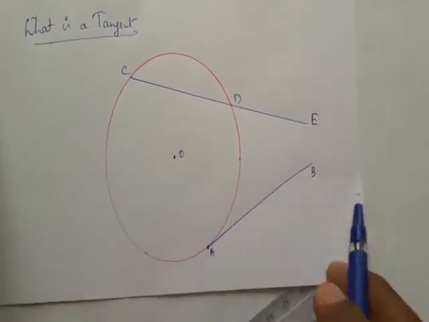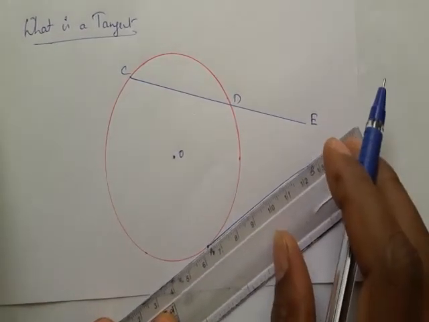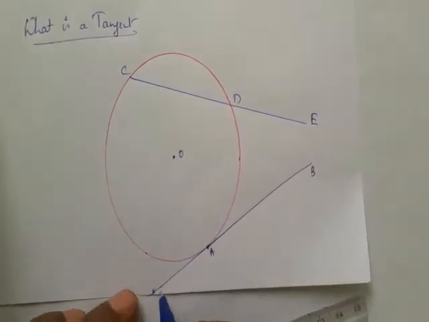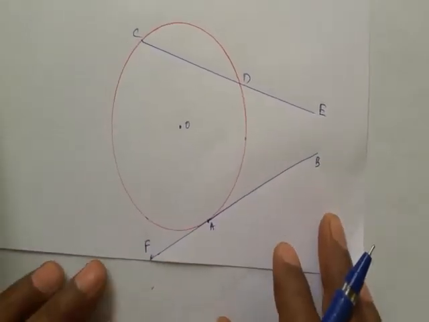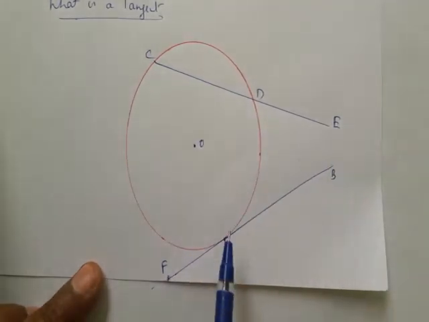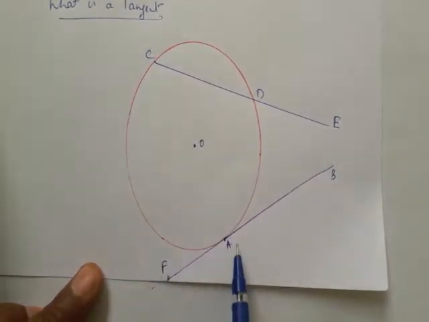See, this is the line. I extend this line still. I name this point as F. Look at, there are 2 straight lines that have been drawn here. One is the CDE line, another one is AB, that is the FAB line.